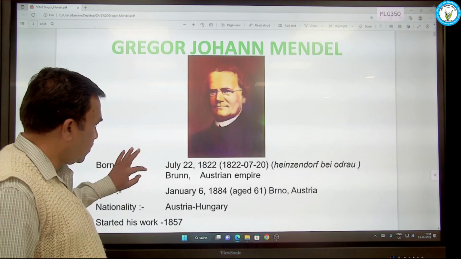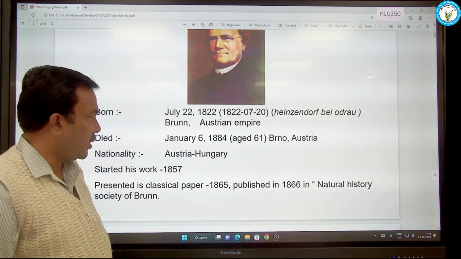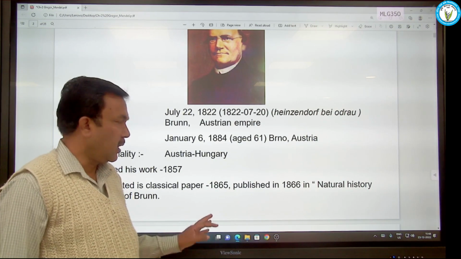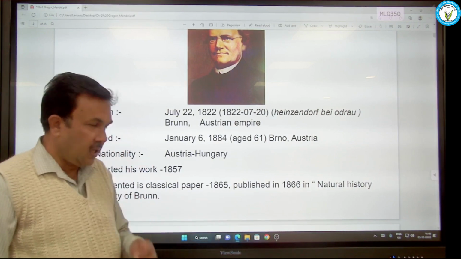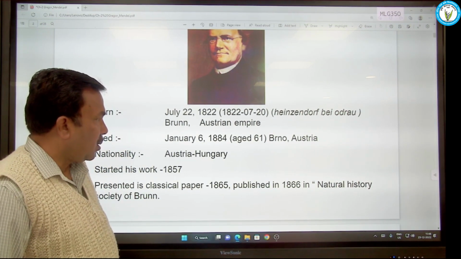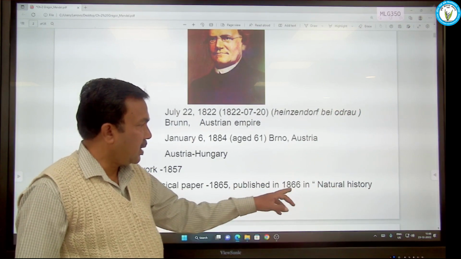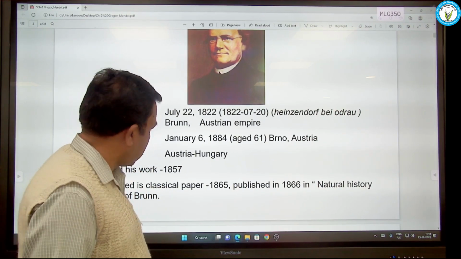He started his work in 1857, and he presented his classical work in 1865, and this work was published later on, the next year, 1866, in the Natural History Society of Brunn.